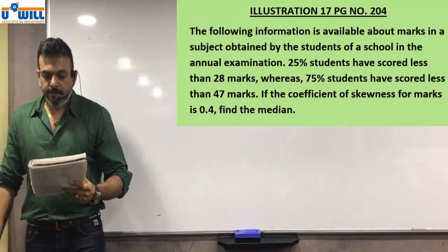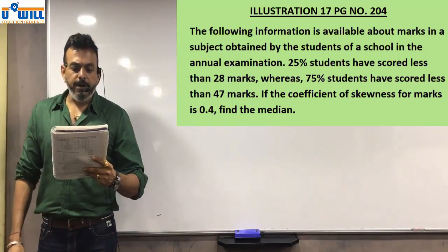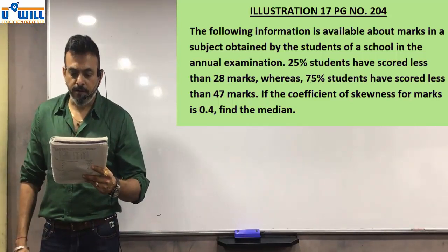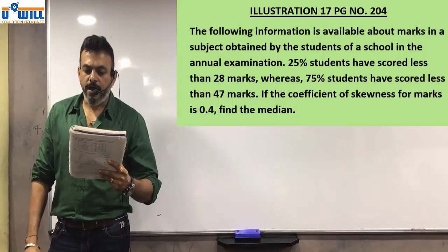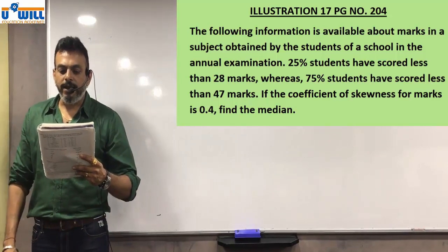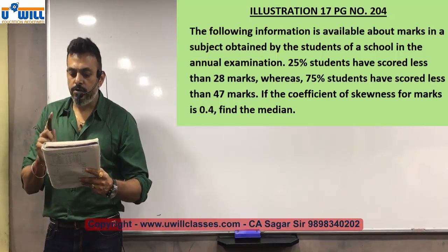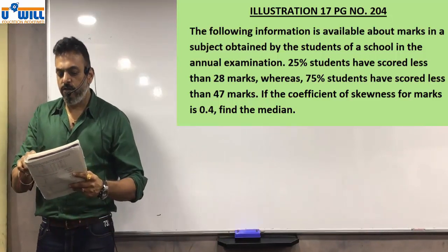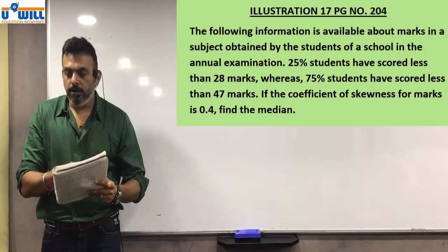Illustration 17. The following information is available about marks in a subject obtained by the students of a school in the annual examination. Pay attention please. 25% students have scored less than 28 marks, whereas 75% students have scored less than 47 marks. If coefficient of skewness for marks is 0.4, find the median.